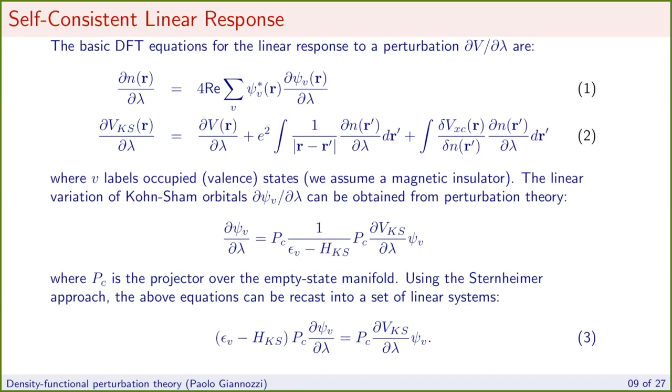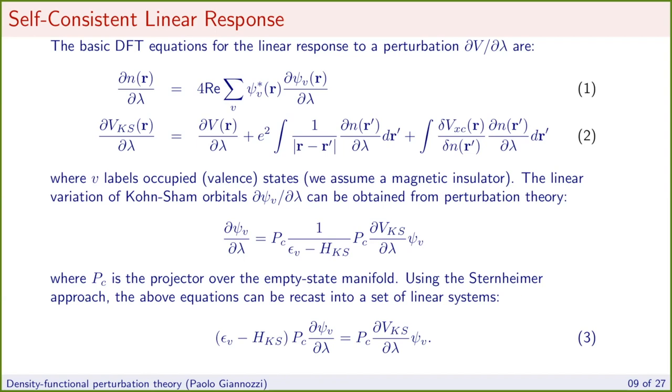They are just making a unitary rotation in the subspace of occupied states, so you have no contribution. That's why there is this projector over empty states. Anyway, it's not needed, however, to make perturbation sums that are a problem.